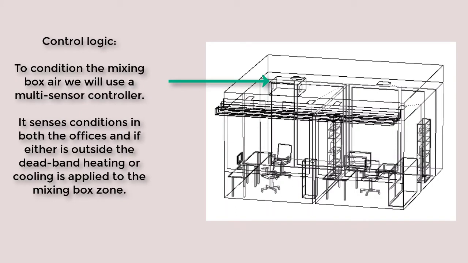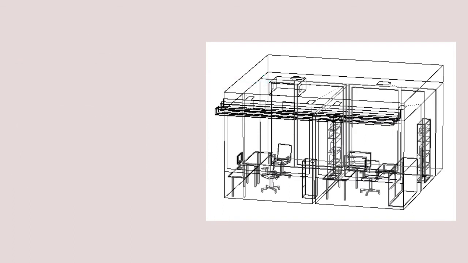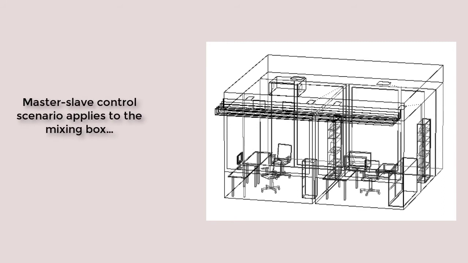We will use a multi-sensor ideal controller to inject or extract heat in the mixing box based on conditions in the offices. We've got one mixing box supplying three rooms, thus we have a classic master-slave controller. If one office needs heating, then all the rooms get heated air. If cooling's needed in either office, the mixing box air is cooled. If one room needs heating and one room needs cooling, nothing happens. If both rooms are within the dead band, nothing happens.